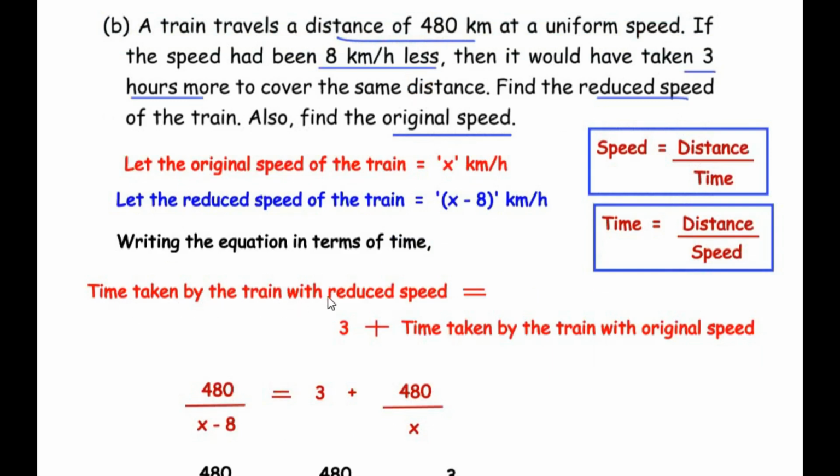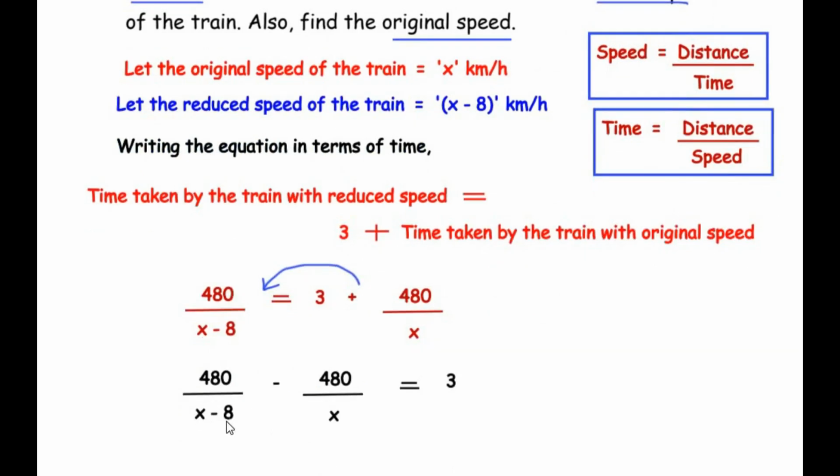So time taken by the train with reduced speed: the distance is going to remain the same, that is 480. So we have written 480 over the speed of the train when it is reduced by 8 kilometers per hour, x minus 8, equal to 3 plus the time taken by the train with original speed in terms of distance over speed. Distance again is going to be the same, that is 480 over the speed of the original train, x. Now I am going to take the x terms on one side of the equal to sign. So we get 480 over x minus 8, and plus 480 over x becomes minus 480 over x, is equal to 3.